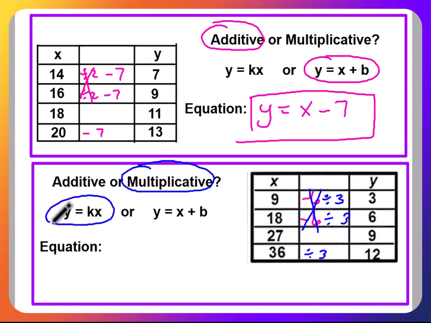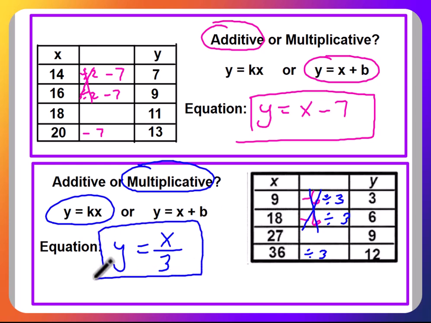And we're going to write it in this format right here. So here we go, the equation y equals, and because this is division, we're going to write it in fraction form. The x is being divided by 3. So y equals x divided by 3.